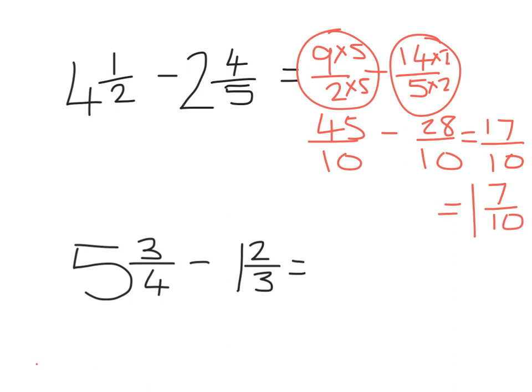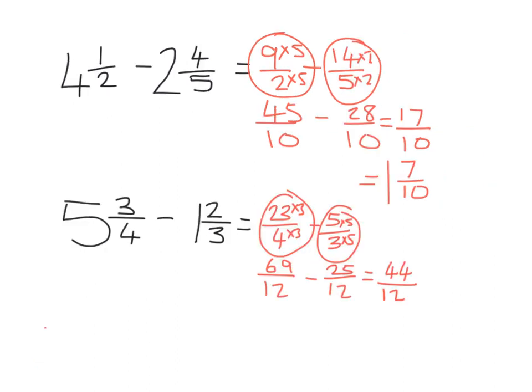Pause the video and have a go at this next one, and then come back and check your answer. So doing it correctly, we should have 44/12. Now I'm going to simplify at this point. I'm going to divide both these numbers by 4, so that will then give me 11/3. Now I've simplified, I can turn it into a mixed number fraction. 3 goes into 11 3 times, and then there's 2/3 remaining.